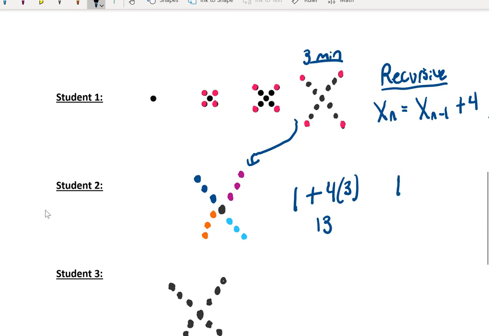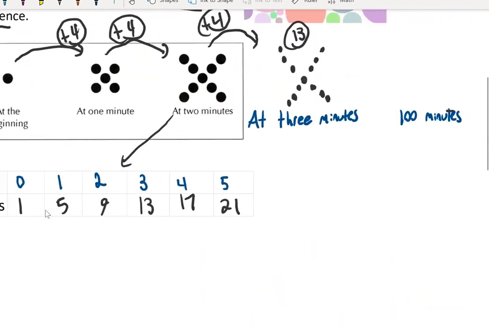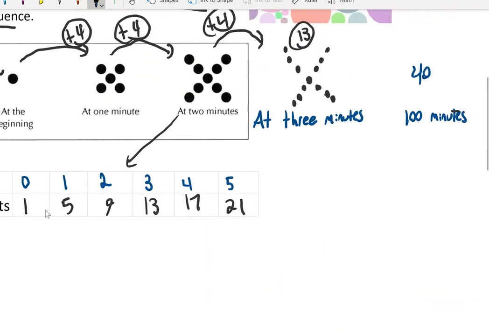But if I use this idea now to figure out how many dots there will be at 100 minutes, well, that's 1 plus 4 times 100. Because there would be 100 dots in each of the 4 arms, plus the 1 dot in the center. And so that way we get 401 dots at 100 minutes. So let's go back up here and fill that in. 401 dots. And that's nice.